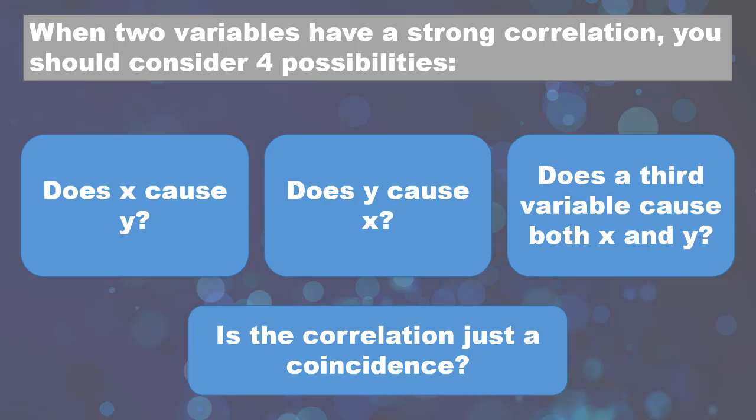It could just be that one is going up and the other one's going up at the same time and they're not related at all. There is the opportunity for a coincidence, and it happens a lot more often than people like to admit. People see a correlation and they want to immediately believe there's causation, but that's not always true. So we'll look at some examples of each one of those possibilities.